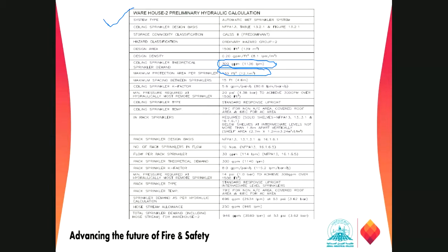So then we have the ceiling sprinkler K factor 5.6, right? The type of the sprinkler is a standard response upright sprinkler, right? We discussed that in the warehouses. We normally use the standard response sprinklers, right? It should be upright. The temperature in the AC area, air conditioned area, is 68 degrees Celsius, and the temperature in the non-AC area, which is mechanical room and all, is 79 degrees Celsius, right?